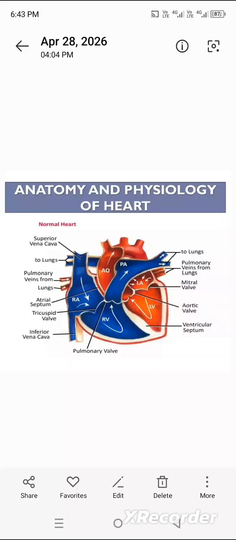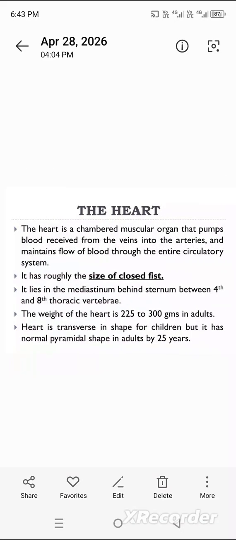Discuss about anatomy of the heart. The heart is the major organ of the circulatory system, which helps to supply blood through various parts of our body. The heart is a chambered muscular organ that pumps blood received from the veins into the arteries and maintains blood flow through the entire circulatory system.